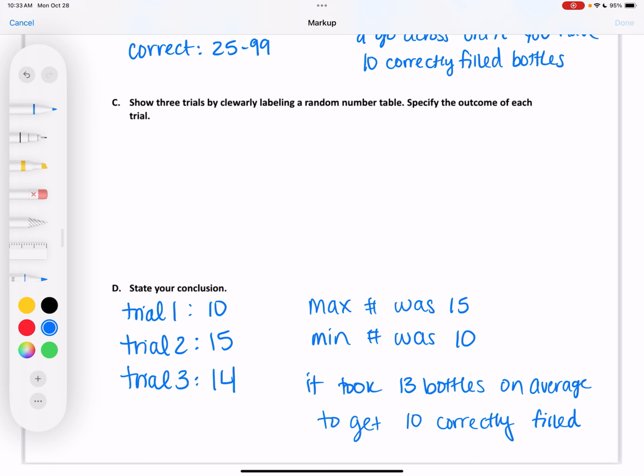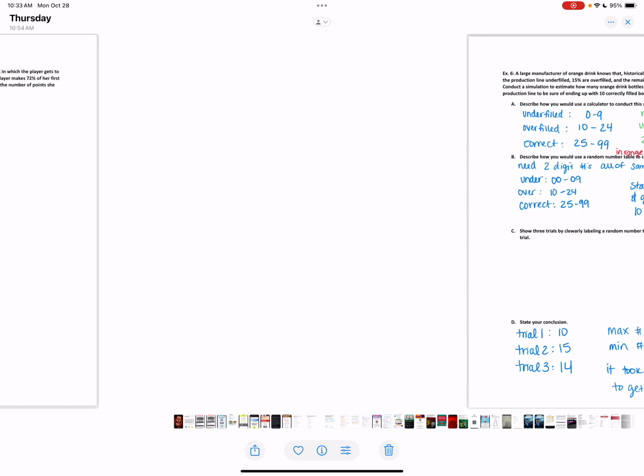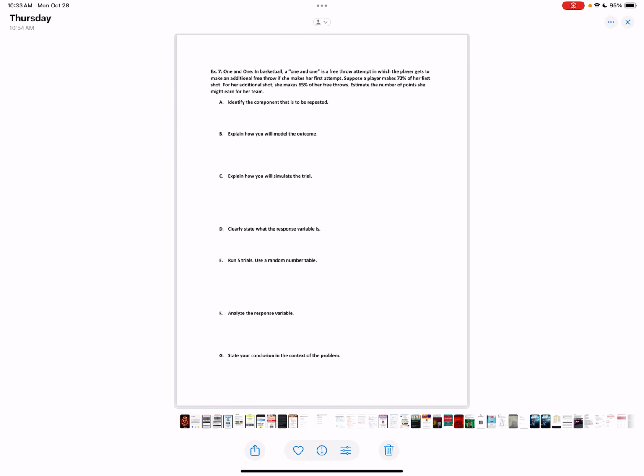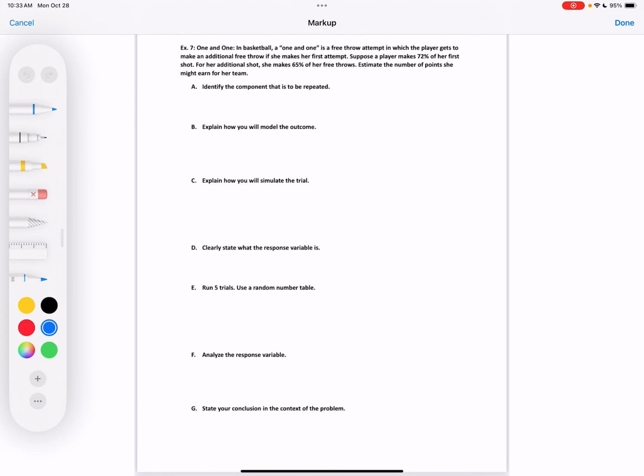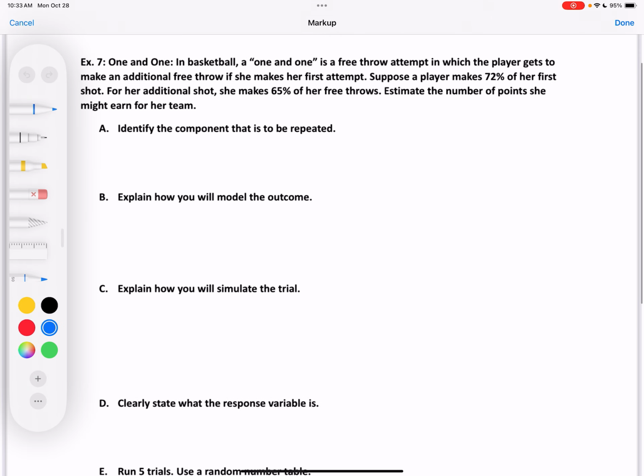All right. So kind of going back to our basketball problem we had the other day, but it's a modification of that problem because it is about a 1-and-1. Basically, a 1-and-1 is where you shoot one. If you make it, you get to shoot again. If you miss, you're done. They don't really do this in basketball as much anymore, at least not at the high school level. And so they want to look at what the percentage is for that.